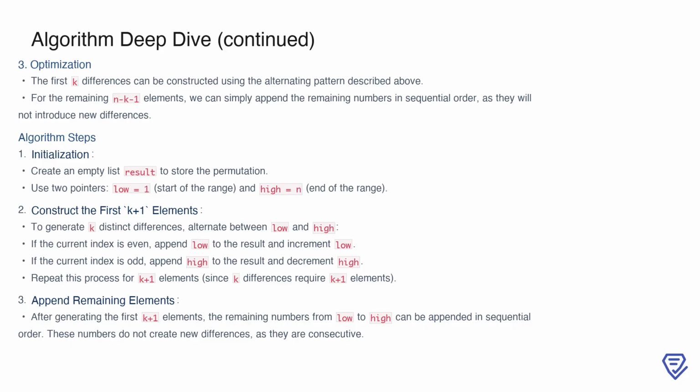The algorithm begins by initializing an empty list called result to store the permutation, and two pointers, low starting at 1 and high starting at n. We then generate the first k plus 1 elements by alternating between appending low and high to the result. If the current index is even, we append low and increment it. If the index is odd, we append high and decrement it. After k plus 1 elements are added, the remaining numbers, which are now consecutive, can be appended directly to complete the permutation.